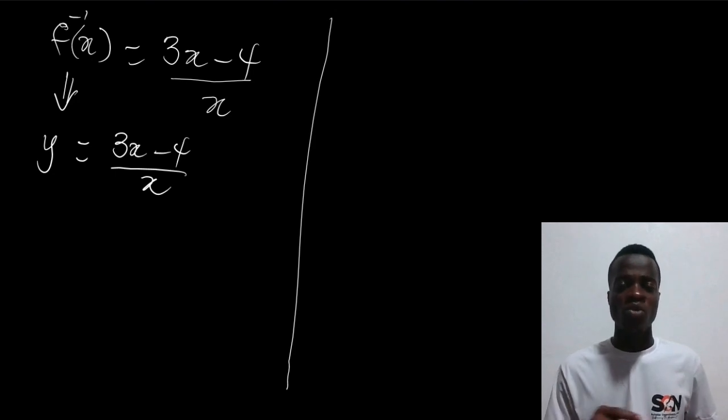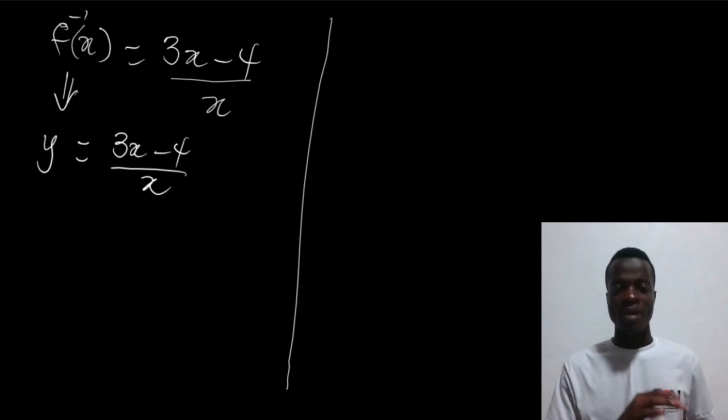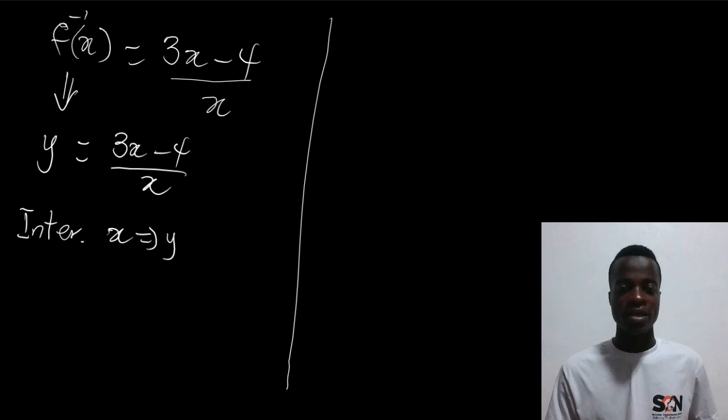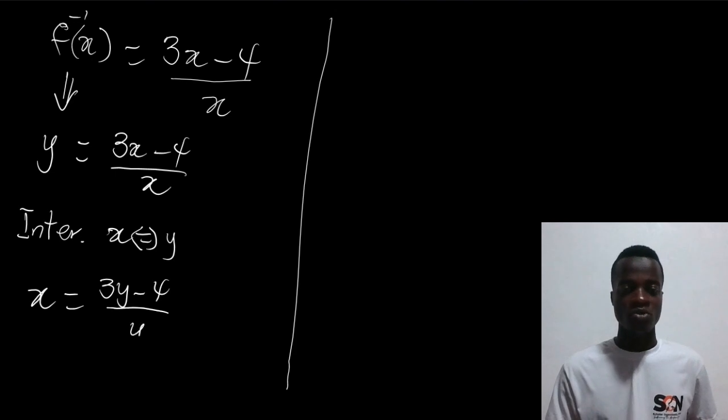Now that you have this, remember how to find the inverse, right? You interchange x and y. So where x is, I put y there, and where y is, I put x there. So we have x equals (3y - 4) all over y. That's basically what we did. So we just see that where x is, I put y there, and where y is, I put x there. That's what we have.